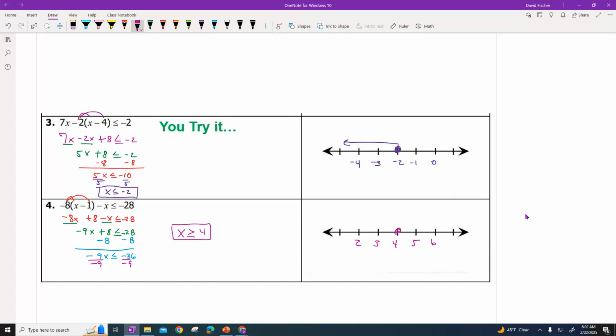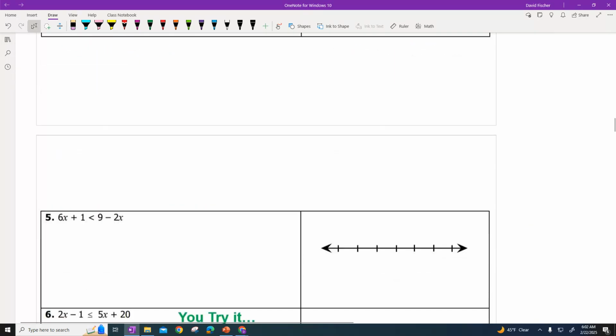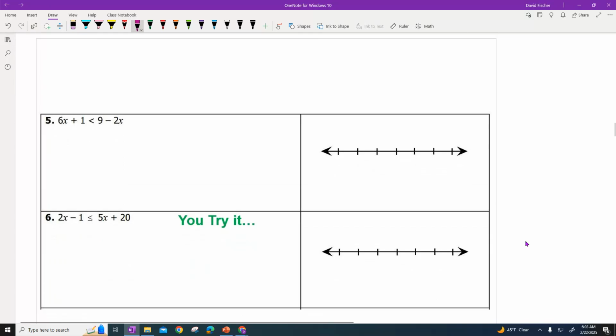And I want to have a solid dot. Make sure it's kind of nice and obvious. And I want everything greater than. Alright. But you can see our problem's a little bit more complex compared to the ones we had earlier this year. I think it was maybe 1, maybe 2 steps getting the inequality sign by itself.